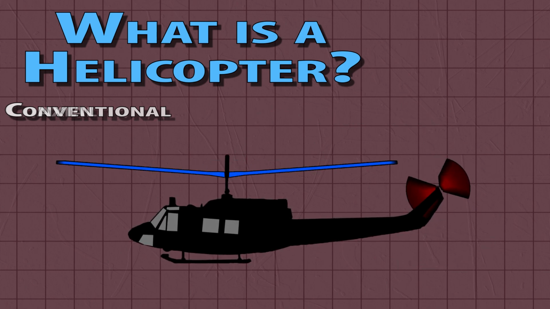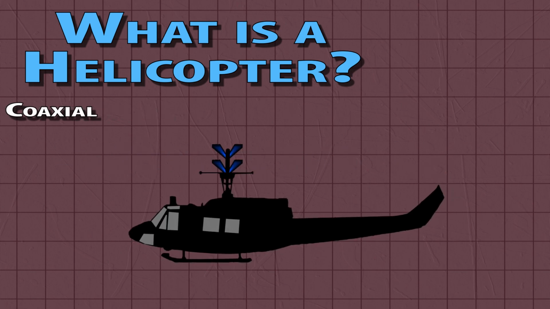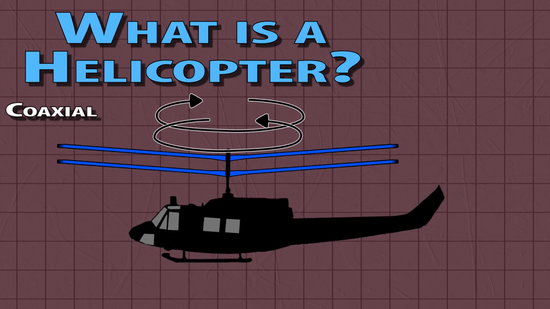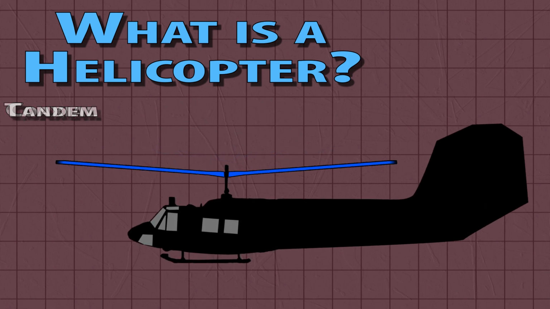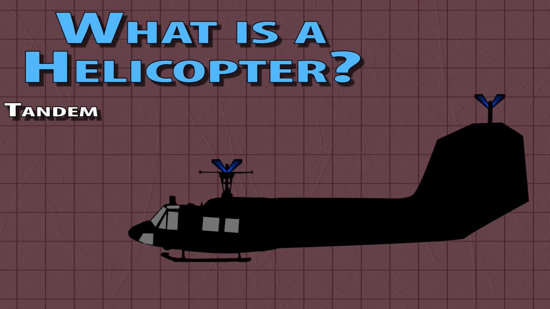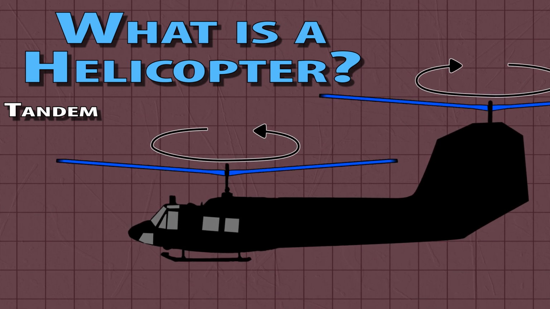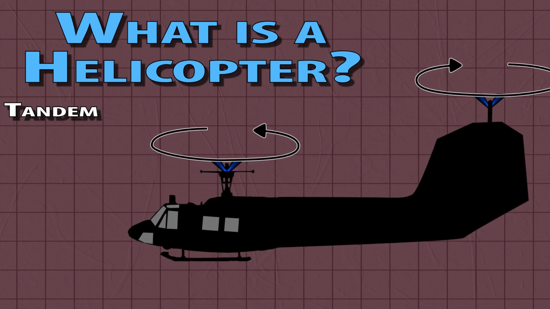You can also have coaxial, like our KA-50, 2 counter-rotating sets of rotors. The counter-rotation eliminates torque buildup. Tandem helicopters also feature 2 counter-rotating rotor sets, but one behind the other. You can see this in the Chinook.